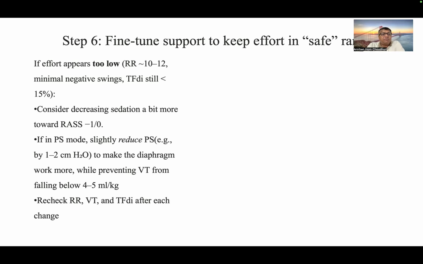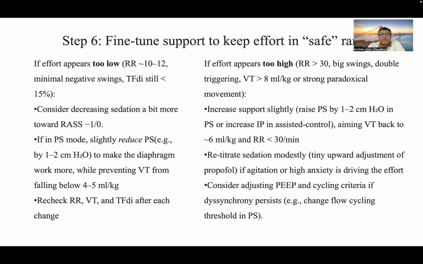In those patients, we have to consider decreasing sedation a bit more towards the RASS of -1. If the patient is in the pressure support mode, slightly reduce the pressure support to make the diaphragm work more, while preventing tidal volume from falling below 4 to 5 mL per kg. And we also have to recheck the respiratory rate, tidal volume, and the fractional thickening of the diaphragm after each change.